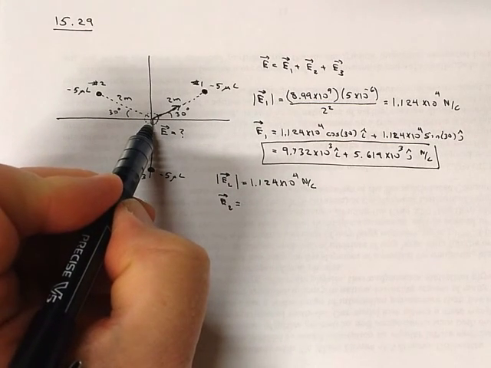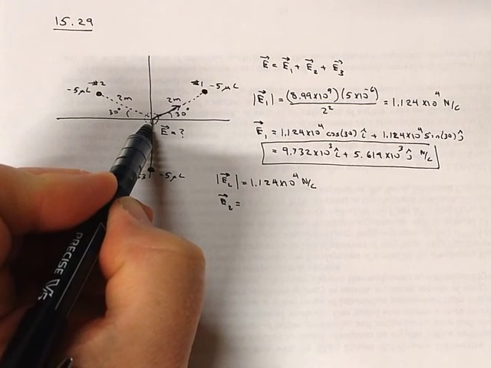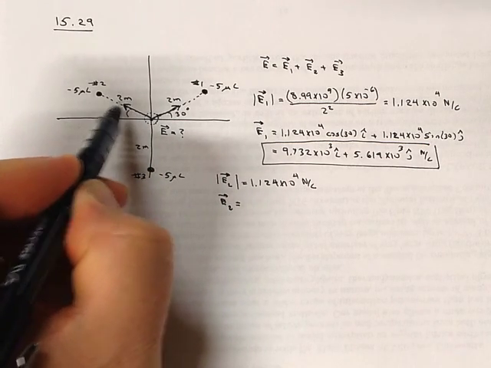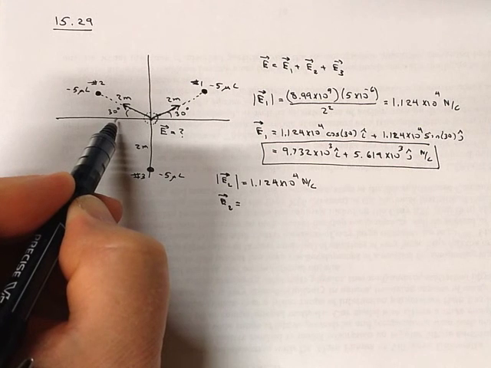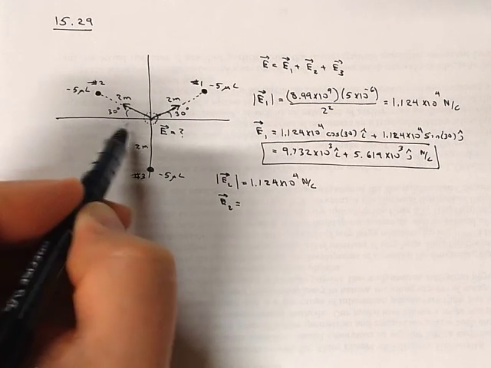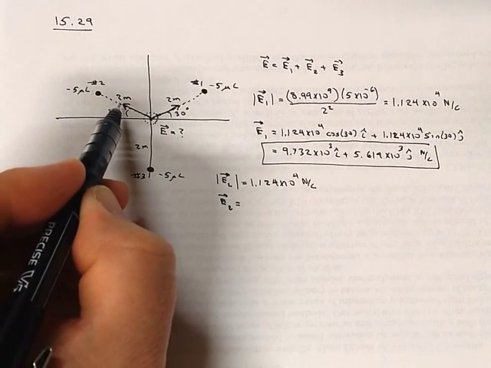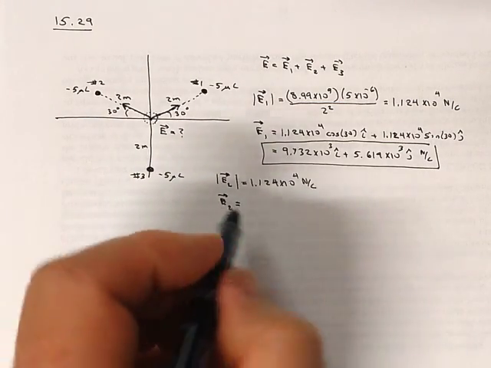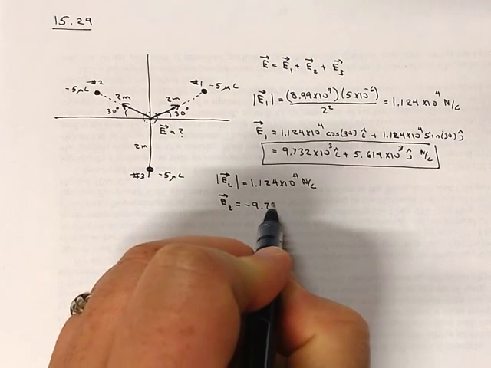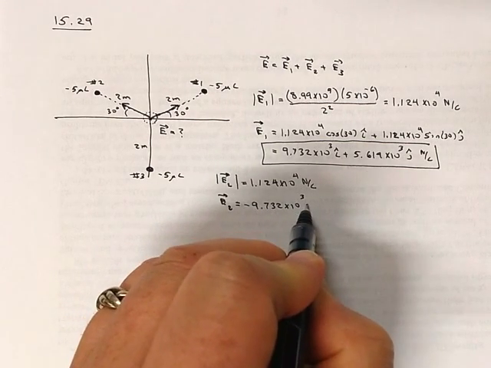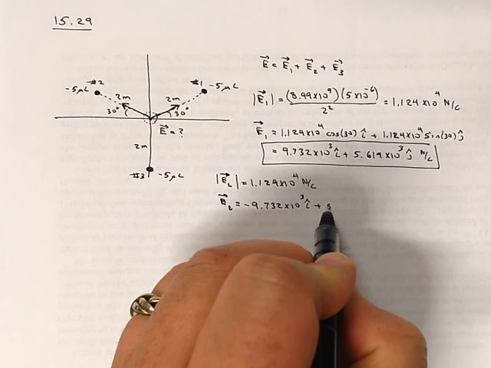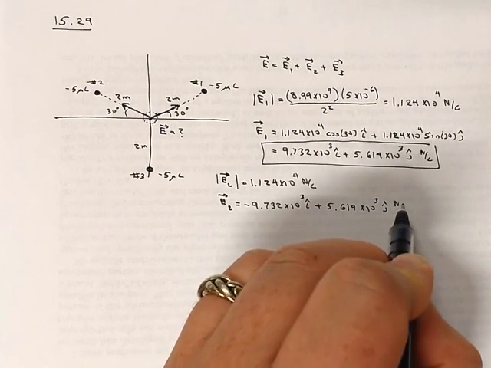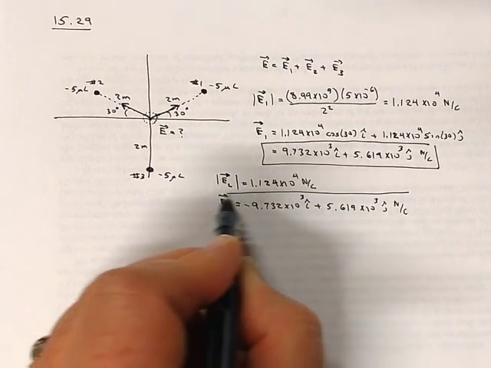At the origin, the electric field points towards a negative source. Number 2 is negative, so it will point that way, to the left, and up 30 degrees. So the x component is negative, and the y component is positive. The angle is the same as for this one, so I could just write it down: minus 9.732 times 10 to the 3rd i plus 5.619 times 10 to the 3rd j newtons per coulomb. So there's the second contribution.